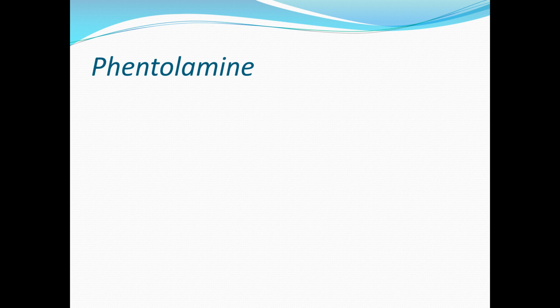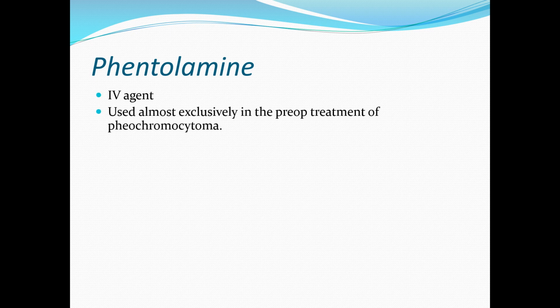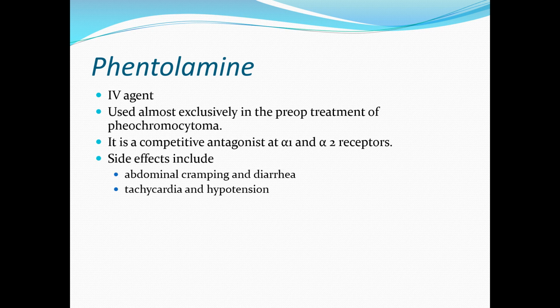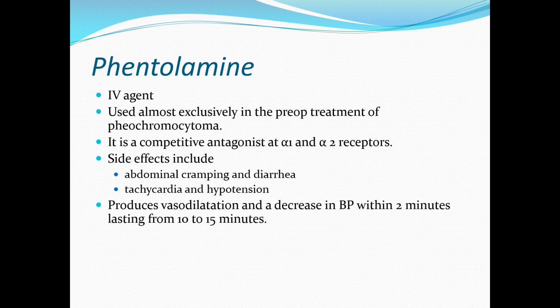Phentolamine is a prototypic drug. It's an IV drug, very expensive, and used primarily in pre-op treatment of pheochromocytoma or intra-op treatment of pheochromocytoma. It's a competitive antagonist at both alpha 1 and alpha 2 receptors, and its most common side effects are cramping, diarrhea, tachycardia, and hypotension. It causes vasodilation very quickly, so your blood pressure drops within 2 minutes, and it lasts about 10 to 15 minutes, so it's a short-acting drug.